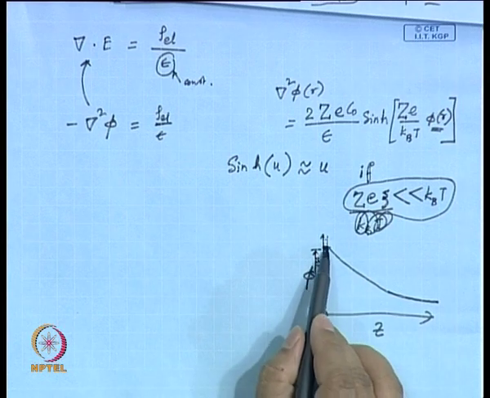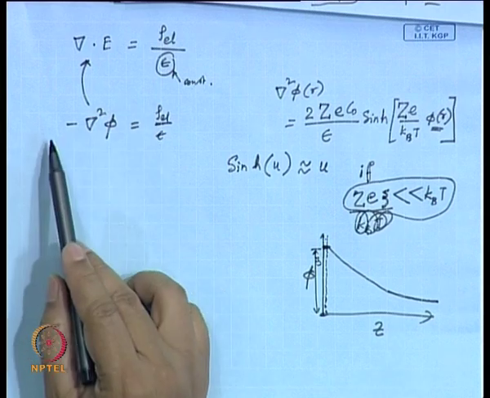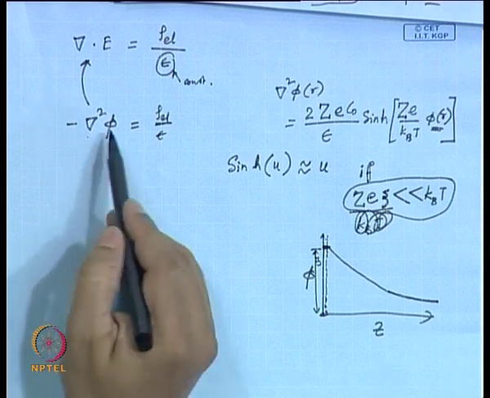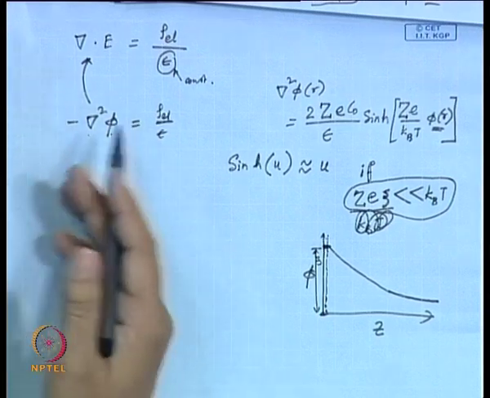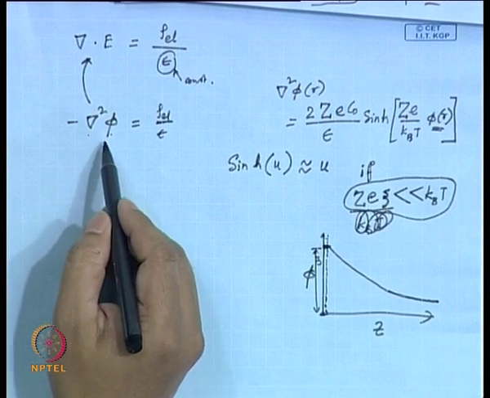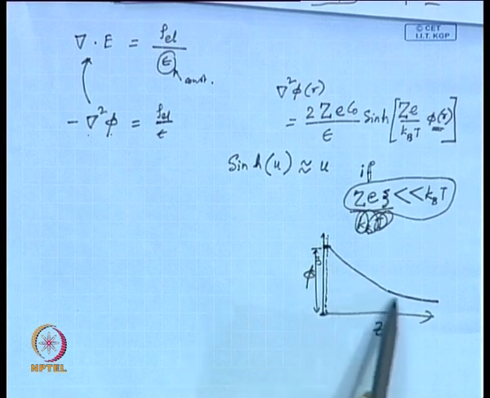So, I do not know what functional form it has, but one thing I know is that if you solve this equation, you can get, because this del square phi is basically, in other words, del square phi by del z square. For a 1D system, it is del square phi by del z square. So if you integrate this 2 times, you will get phi as a function of z.